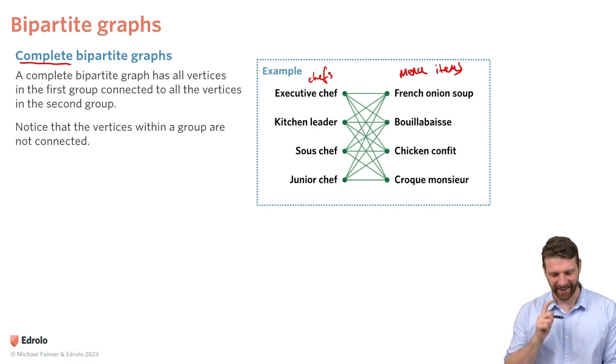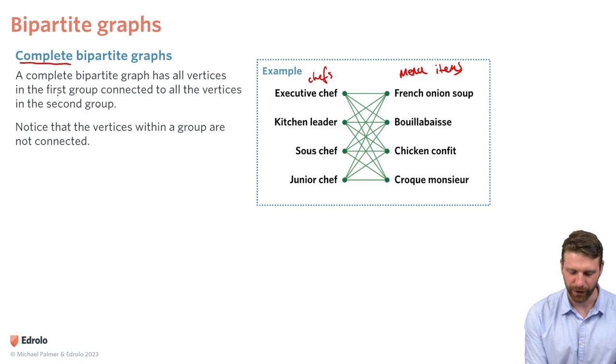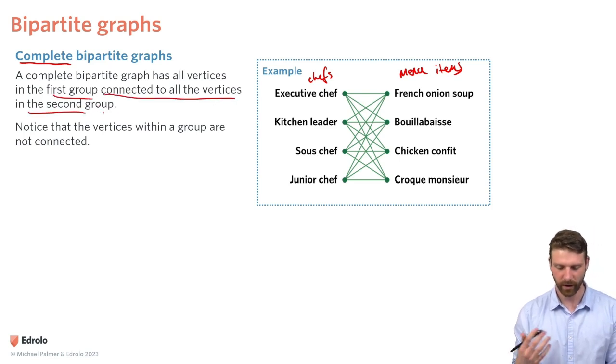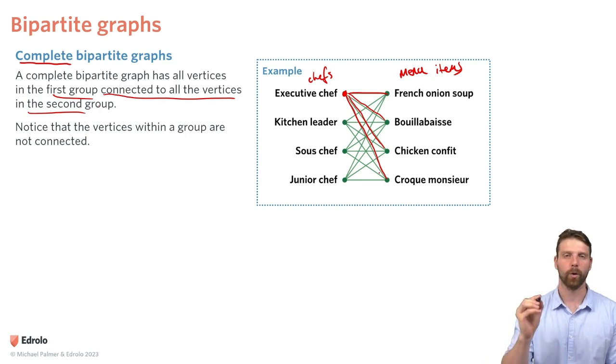So let's see. Have I missed anything here? A complete bipartite graph has all vertices in the first group connected to all the vertices in the second group. Okay, yep, that seems to check out. I can see the executive chef is connected to all of those. And I think if we went through all the other chefs, they would be connected to all the other menu items. All right, let's move on.